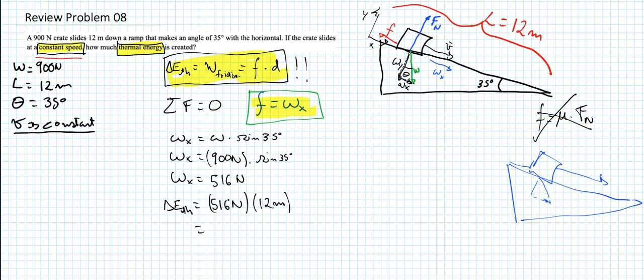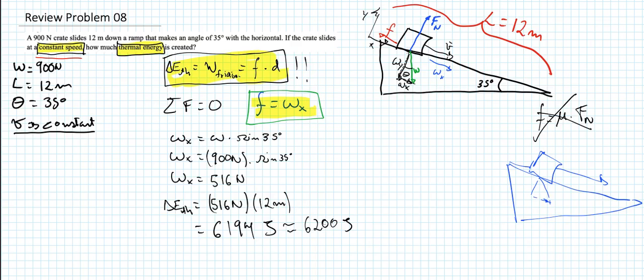This will be 6,194 joules, right? That I can approximate to 6,200 joules. So this is how I calculate my thermal energy based on the friction force. So what I did, I remembered that there is a correlation between friction force and thermal energy that is based on work, right? So I just had to calculate who is this.